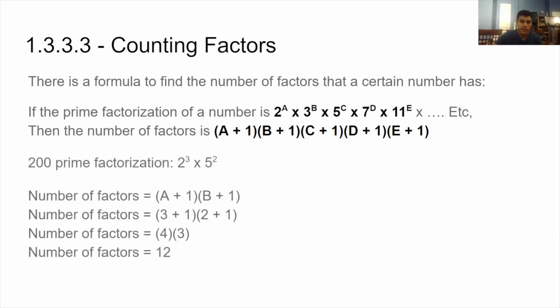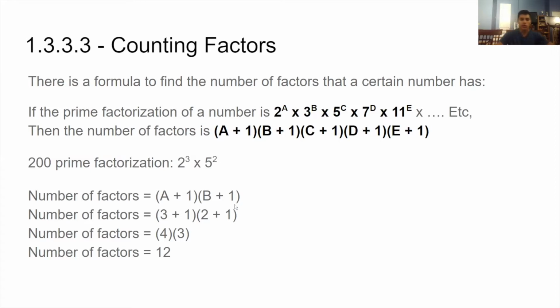So if I'm trying to find the number of factors that 200 has, then first I need to find the prime factorization of 200. So the prime factorization of 200 is 2 to the power of 3 times 5 to the power of 2. So what I do is I first list out my equation, which is going to be a plus 1 times b plus 1. And again, if you're wondering why I only have 2 parentheses here while I have 5 up here, it's because the prime factorization of 200 only has 2 prime factors in it, or 2 exponents. Therefore, I only need 2 parentheses, 1 parentheses for each exponent.